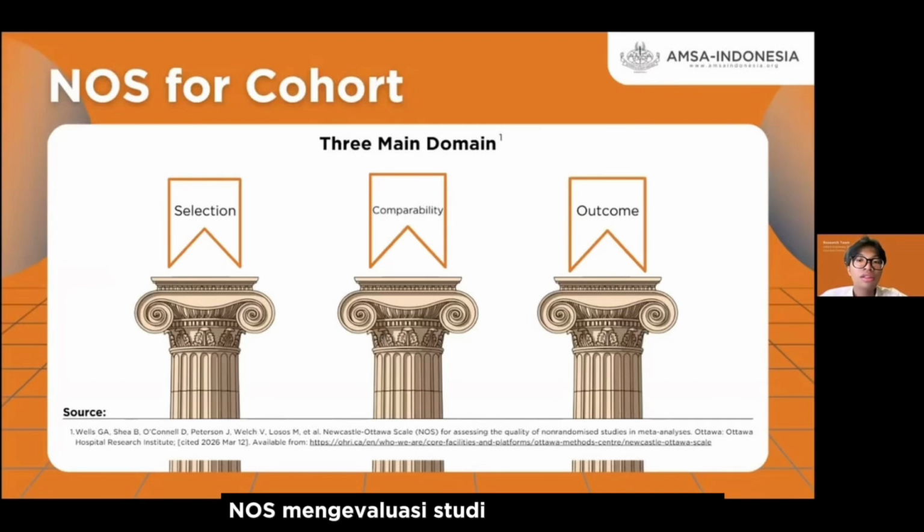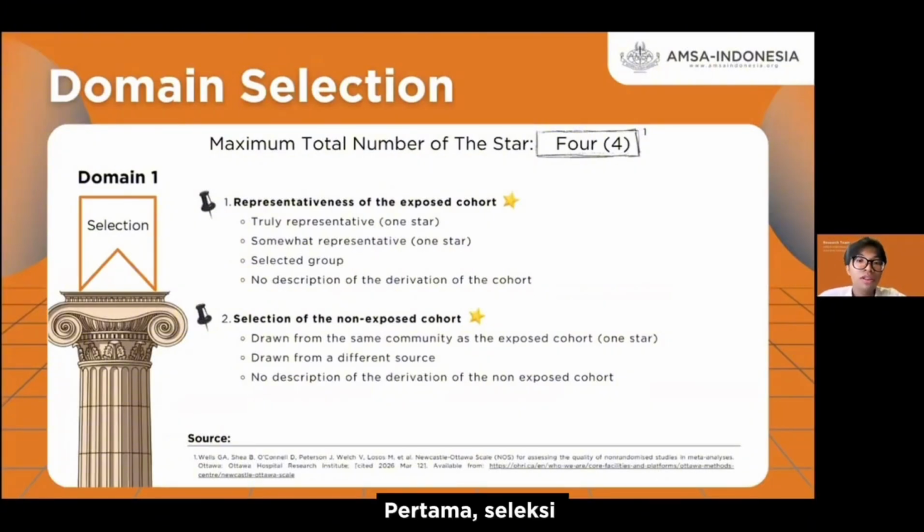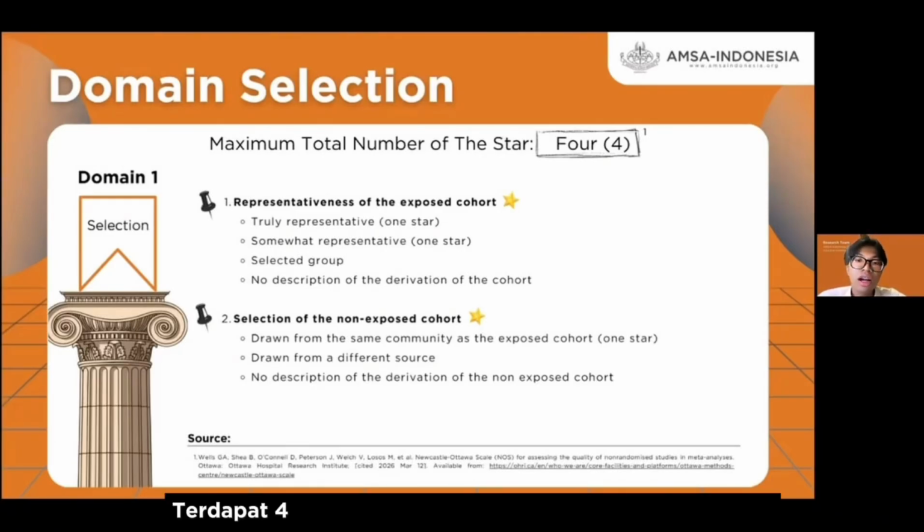NOS evaluates studies across 3 main domains. Let's walk through the question you need to ask for each one. First, selection. This domain checks whether the study picked the right people. There are 4 sub-items, and each can earn 1 star. The first one, representativeness of the exposed cohort. Is the exposed group truly representative of the average population? If yes, give it a star. Comparison group taken from the same community? Give it a star if it is yes.